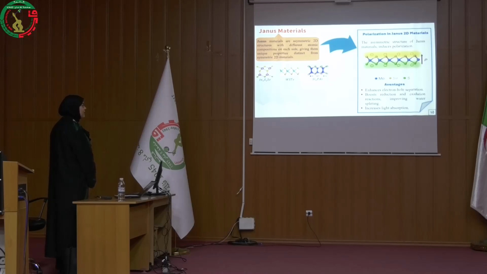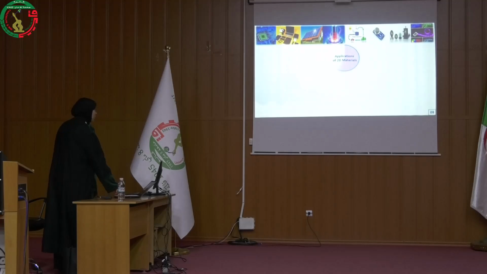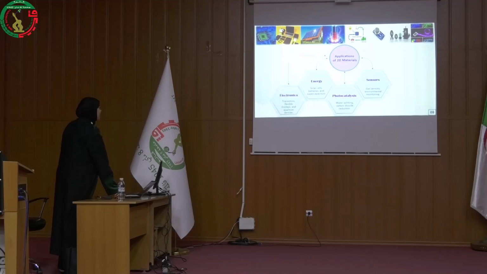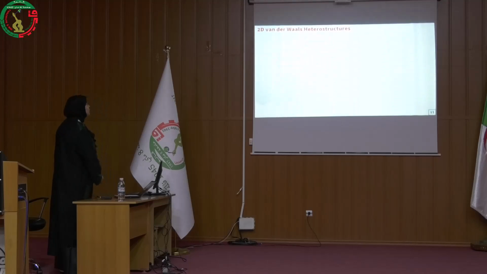For example, enhanced electron-hole separation boosts reduction and oxidation reactions, improving water splitting, and increases light absorption. Those advantages have made Janus materials a focal point in the field of photovoltaics and photocatalysis. Two-dimensional materials have been utilized in various fields such as energy, sensors, photocatalysis, and optoelectronics.